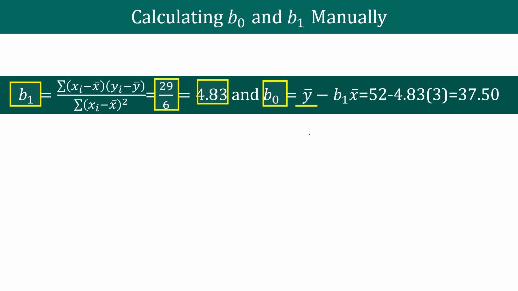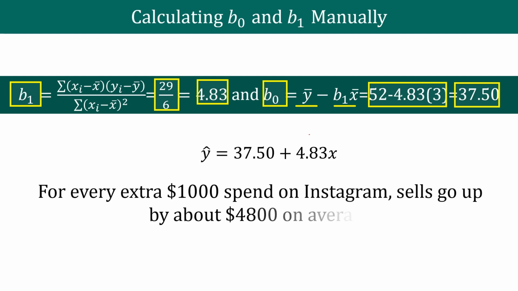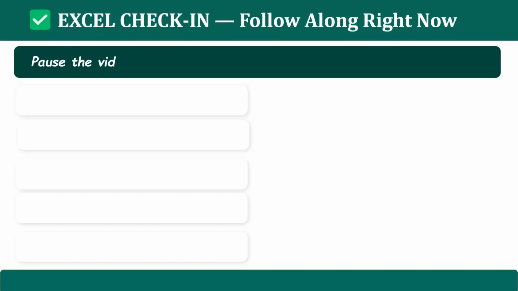Step 6, calculate B0, the intercept. Y bar minus B1 times X bar, 52 minus 4.83 times 3, giving us 37.50. So our estimated regression equation is y equals 37.50 plus 4.83 times x. In plain terms, for every extra $1,000 spent on Instagram, sales go up by about $4,800 on average.